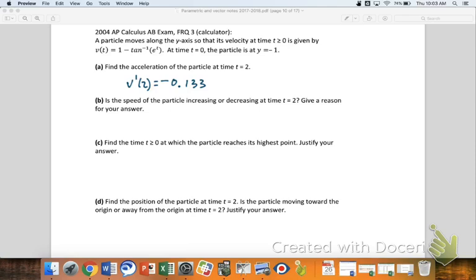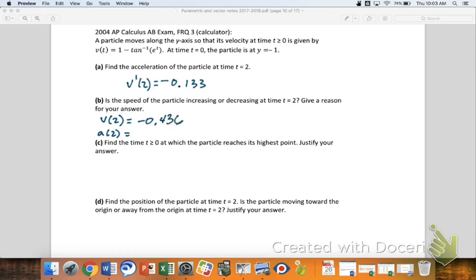No units needed there. Part B: Is the speed of the particle increasing or decreasing at t equals 2? Here you need to compare two things. What are the two things you have to compare? Not sign of speed, but sign of velocity and sign of acceleration. So I would say v of 2 equals something, and a of 2 equals something. Did anybody figure out what v of 2 is? Negative 0.4. Give me a number though. Negative 0.436.